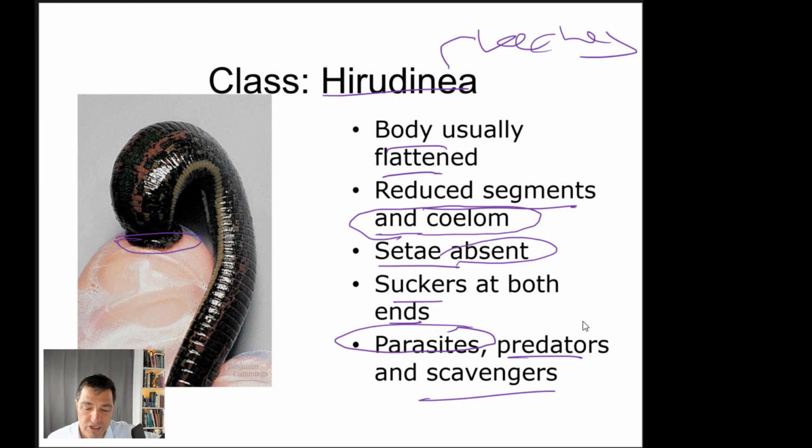Okay, so we're going to stop there. That covers a little bit of the circulatory system. It covers the phylum Mollusca and also the phylum Annelida. And we'll stop there and keep moving forward.